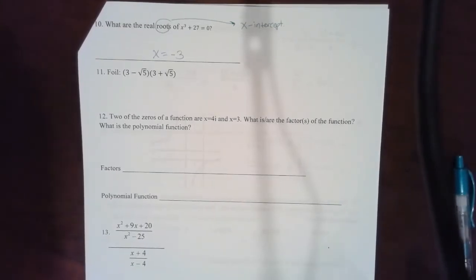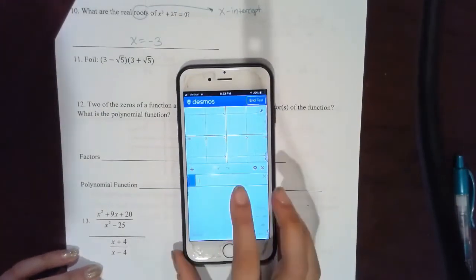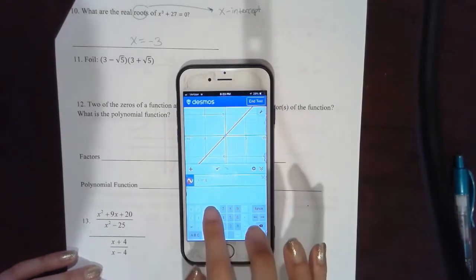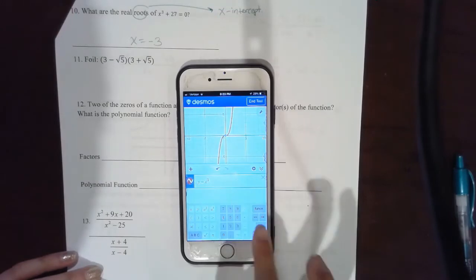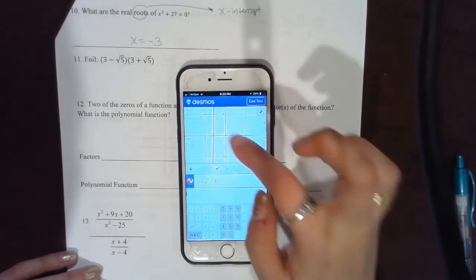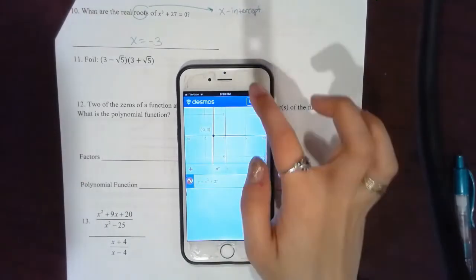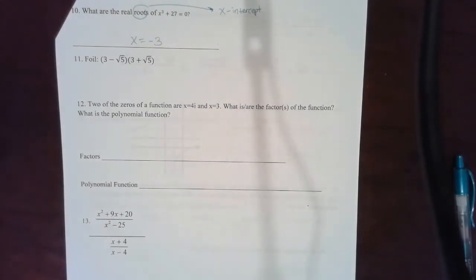Okay, so here is Desmos. I'm going to plug in our equation, y equals x to the 3rd power plus 27. Notice here it is, click it, and there's our x-intercept at -3. And you could also do it with your calculator. So now we're going to look at the next problem.